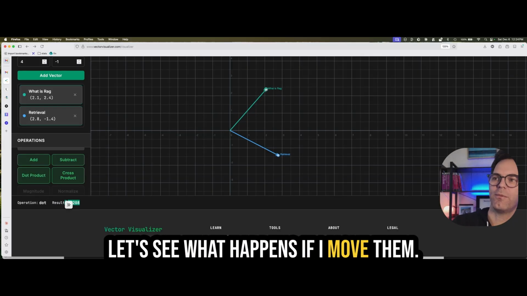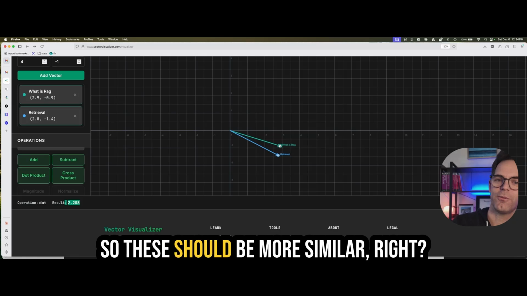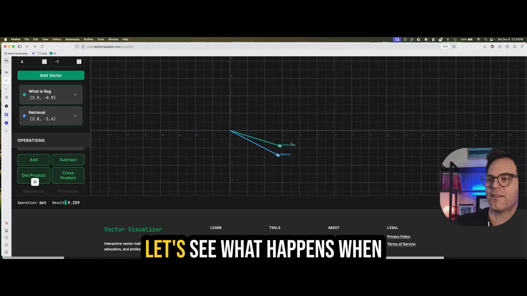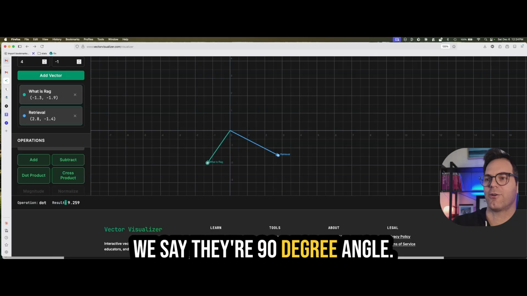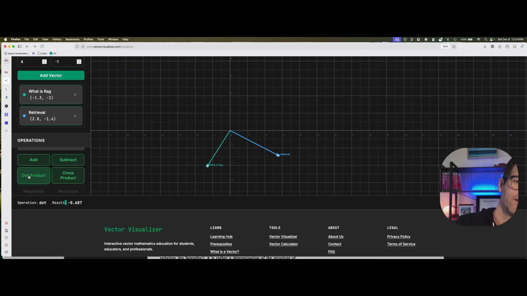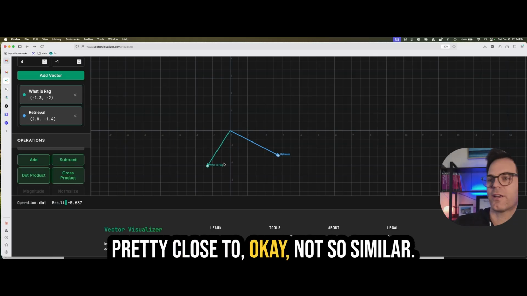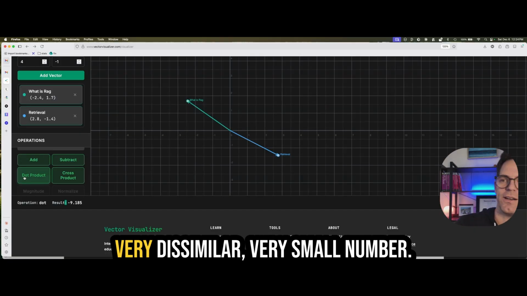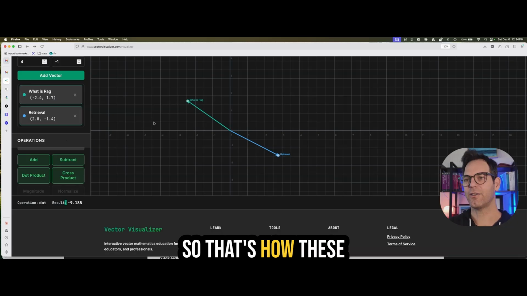Let's see what happens if I move them. So these should be more similar, right? So we should get a bigger number. Yeah. Let's see what happens when we say they're 90-degree angle. Ooh, pretty close to, okay, not so similar. What if they're opposite? Okay, very dissimilar, very small number. Okay, so that's how these are designed to work.